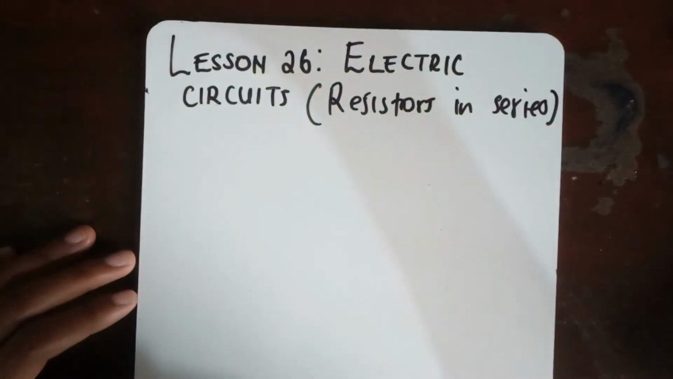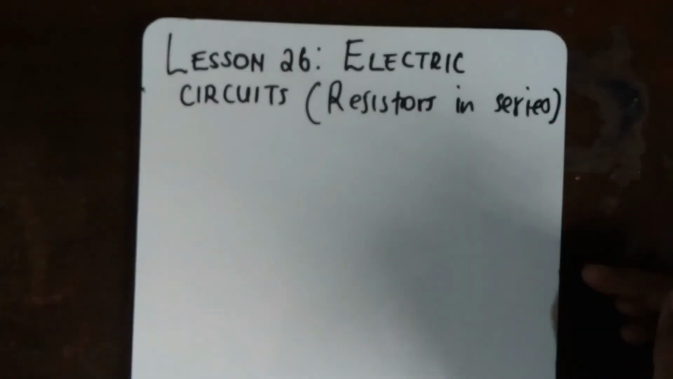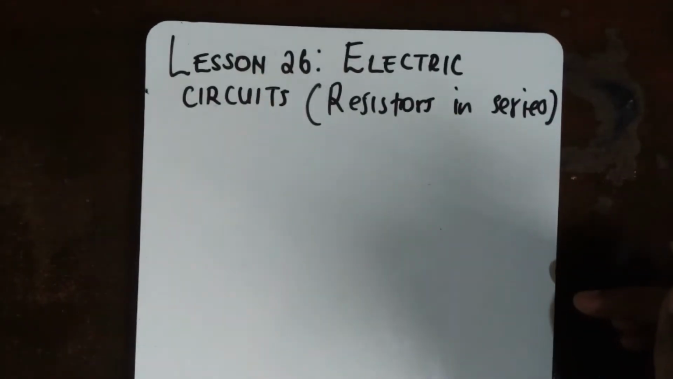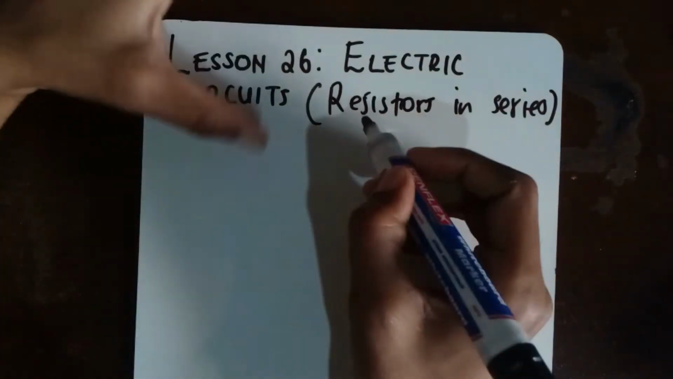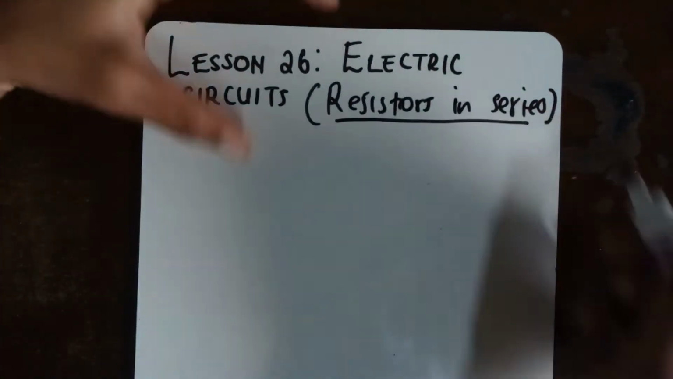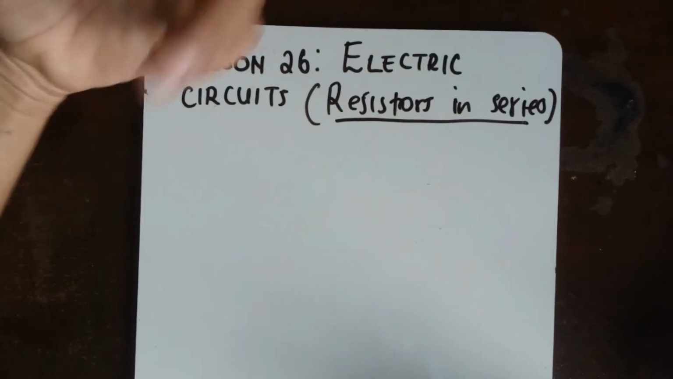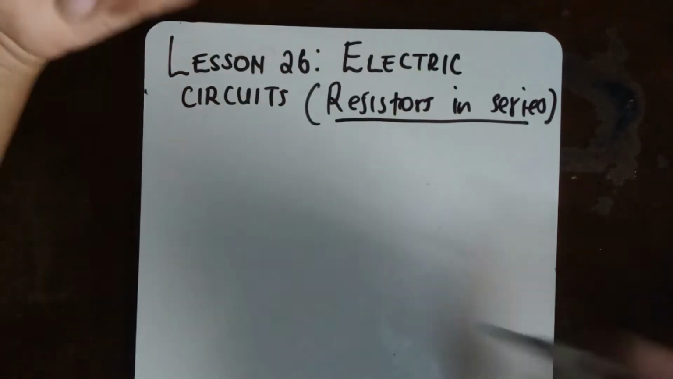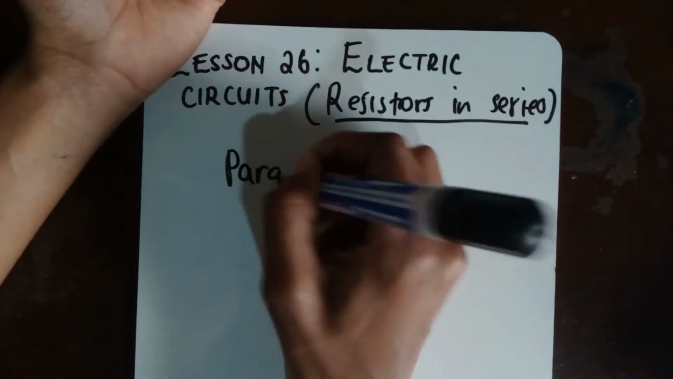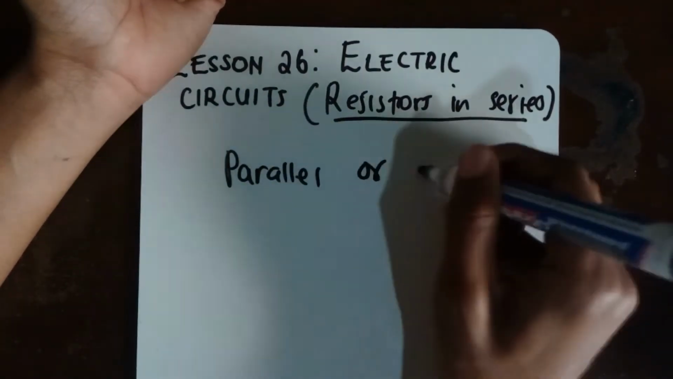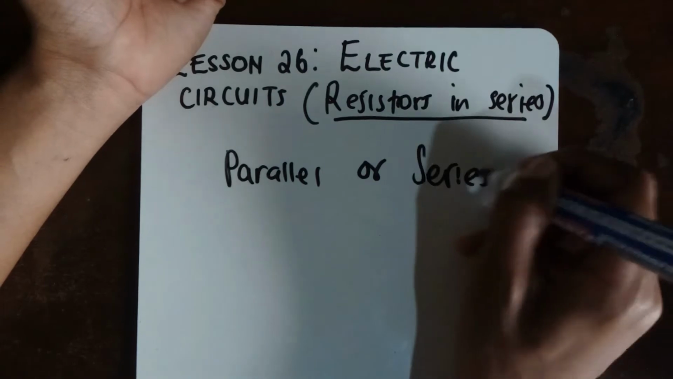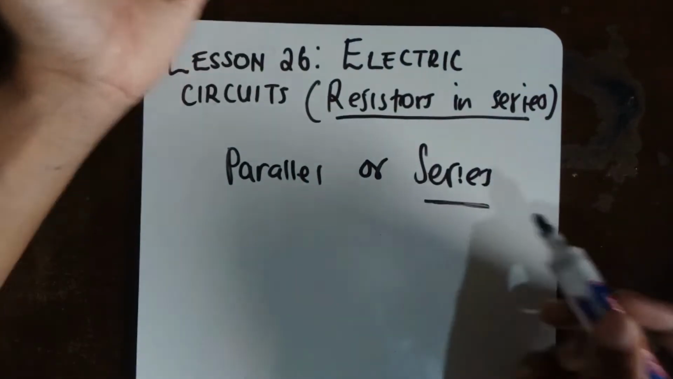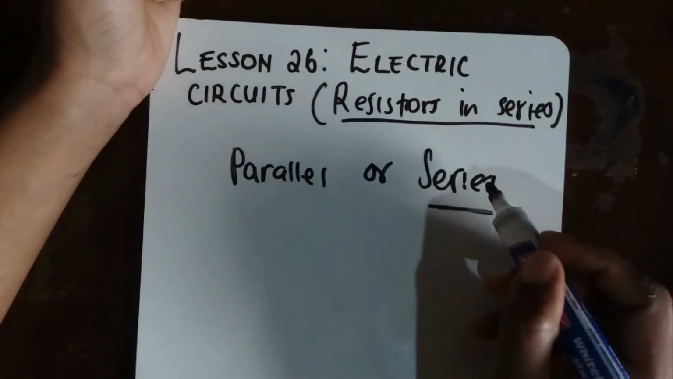Okay, so welcome to lesson 26 on electric circuits. Today's discussion is going to focus on resistors that are connected in series. You should know by now that there are two ways that resistors can be connected. That is, resistors can either be connected in parallel or in series, right? And for today's lesson, our main focus is resistors that are connected in series.